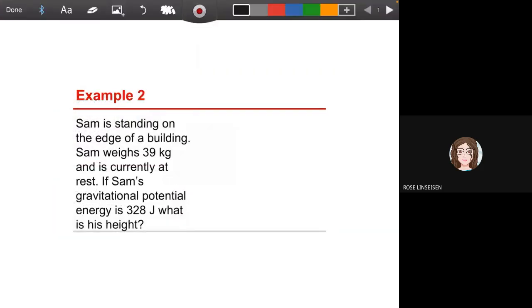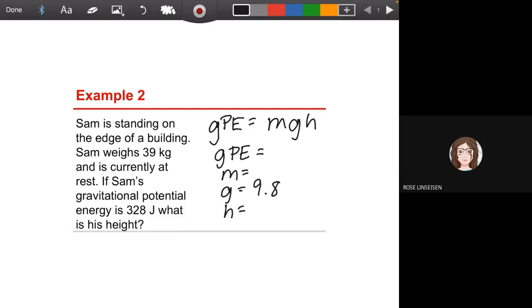All right, and we're going to look at one more. In this example, we know one of the variables, the gravitational potential energy, and we're going to solve for the other variable. We always know that gravity is 9.8. In this case, Sam has a mass of 39 kilograms, and he has 328 joules of gravitational potential energy. So I'm solving for height. If you rearrange this, height is going to be your gravitational potential energy divided by your mass times gravity.